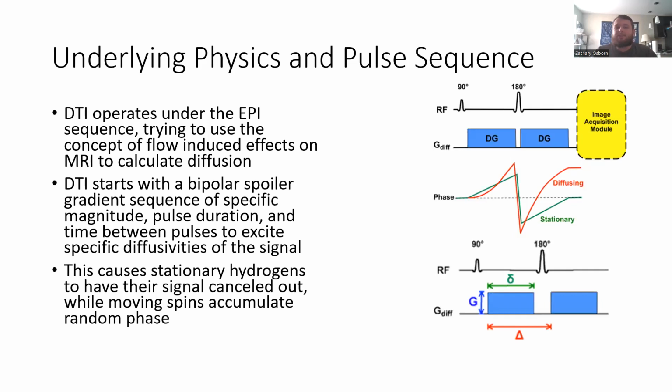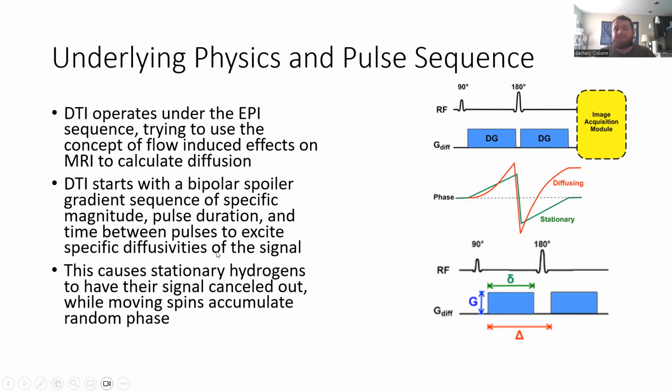So what is the underlying physics and the pulse sequence of a DTI scan? Essentially, it is just an EPI with a predetermined gradient, like a spoiler gradient, to give it that diffusion weighting. So DTI is built upon EPI. This is what the yellow here in the image acquisition module is. It's just a normal EPI sequence. But here's where all the nuts and bolts of DTI come in.